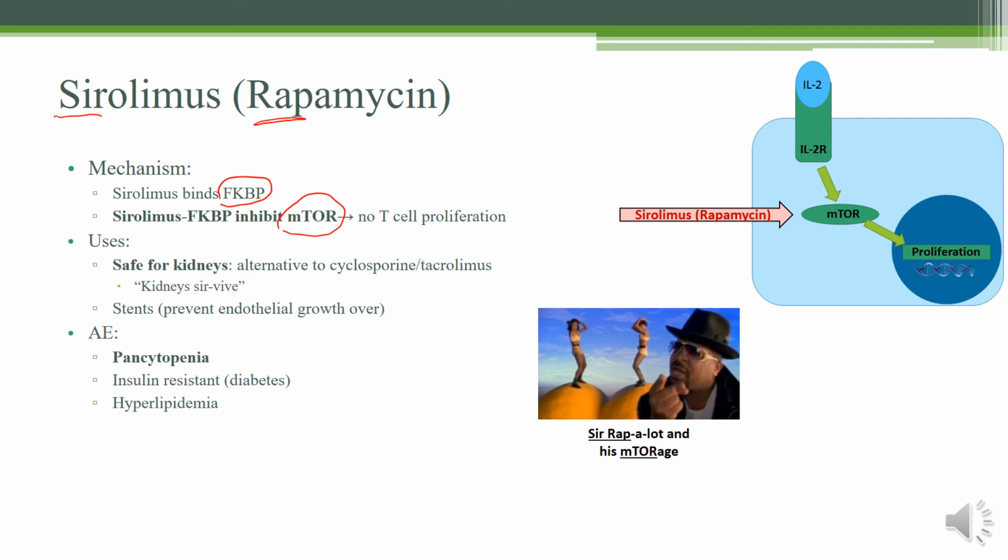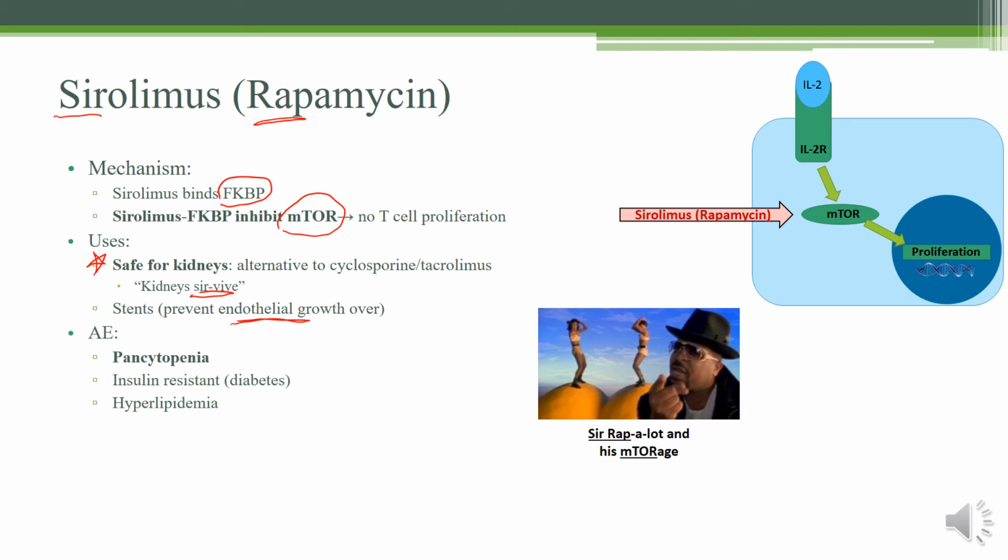So what you need to know about Sirolimus is that through this pathway, it's actually safe for the kidneys. If you want the kidneys to survive, you're going to use Sirolimus, right? So it's just an alternative to cyclosporine or tacrolimus. It's just a better alternative, especially if they have failing kidneys at this point. It can also be used in stents to prevent endothelial growth. So just preventing growth in general. It's not necessarily specific for T cells. It also inhibits endothelial growth.